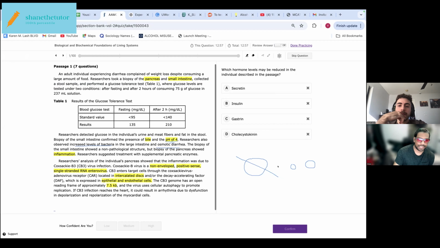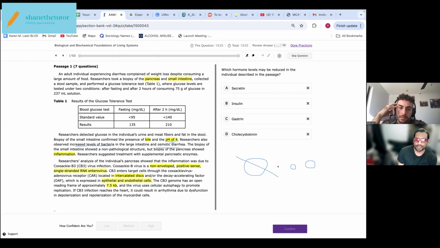Yeah. I just want to also say that we also found increased levels of bacteria in the large intestine and osmotic diarrhea. So that means that the person, in addition to not retaining the glucose, meat fibers, and fat, which are exiting the body, water is also exiting the body. And then they found that the small intestine was fine, but it's really something happening with the pancreas.